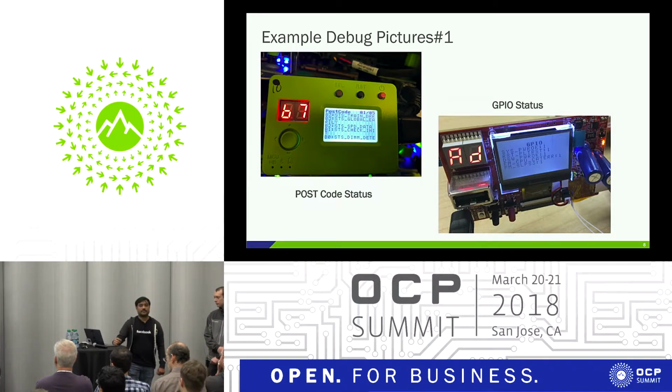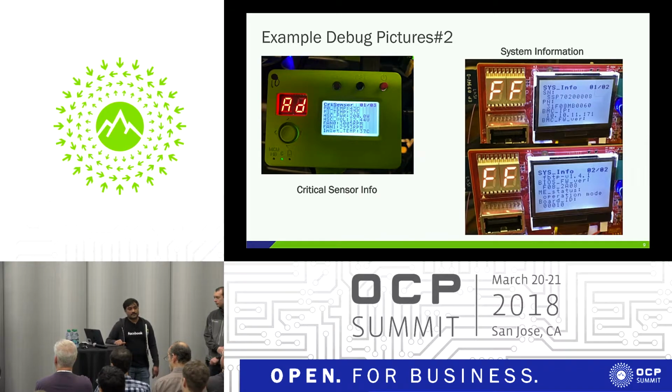Previously, when we had some issue with the postcode, we just got a code like AD, so you had to look into the data sheet and see what that code means. In this case, the LCD debug card will tell you what happened in the last postcodes and where it got stuck. On the right side is the GPIO status. These are other critical signals like proc hot, so we continue to monitor them and display the status on the debug card itself.